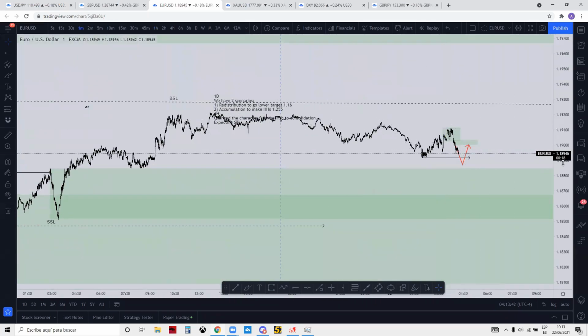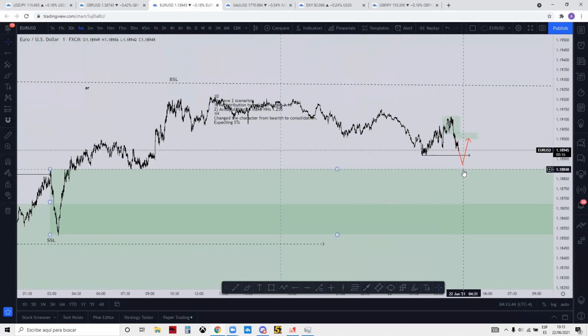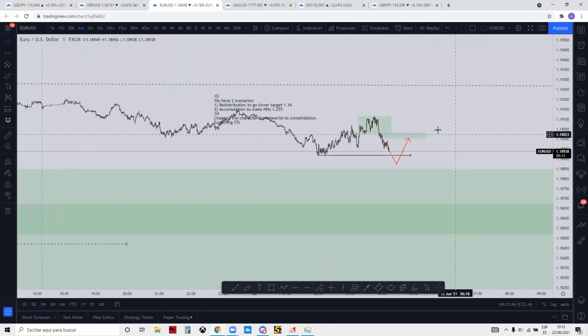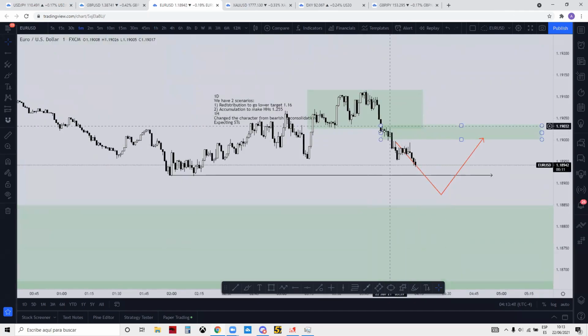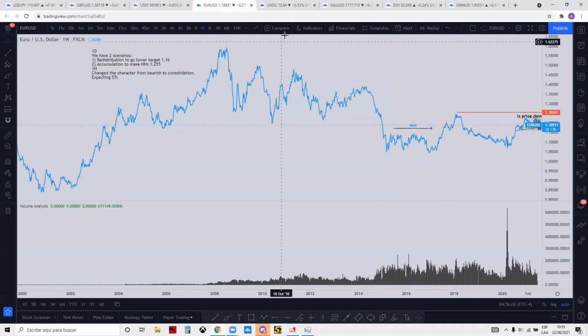Since we are on a redistribution on lower time frame, I expect price to continue going lower, break this low, come back to test this point, which is the backup or last point of supply of this distribution, and then ideally continuing lower.